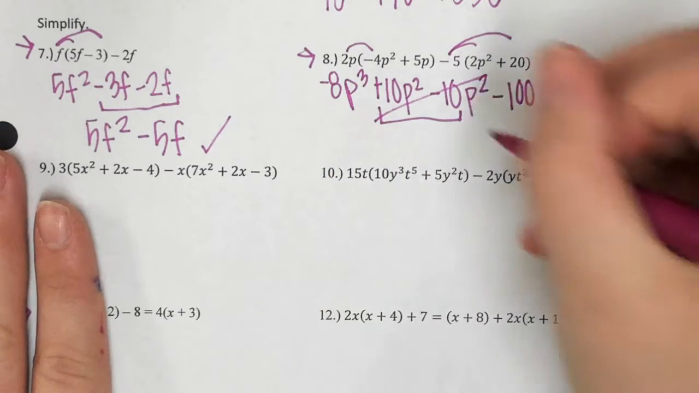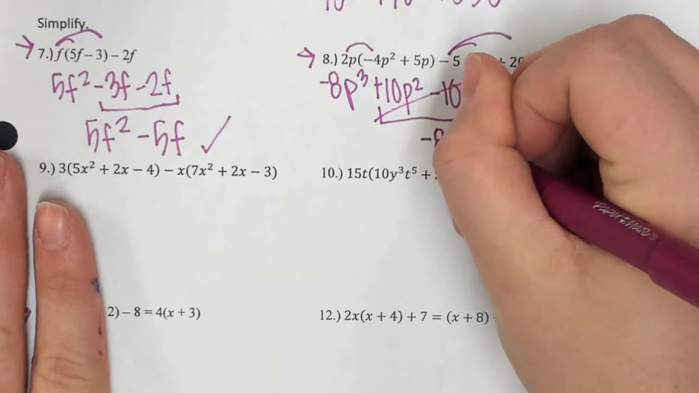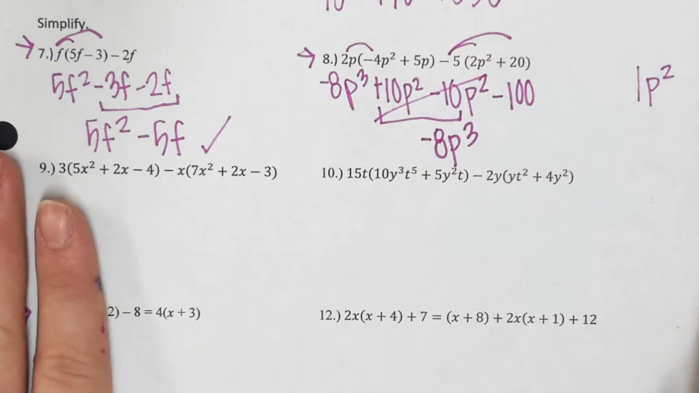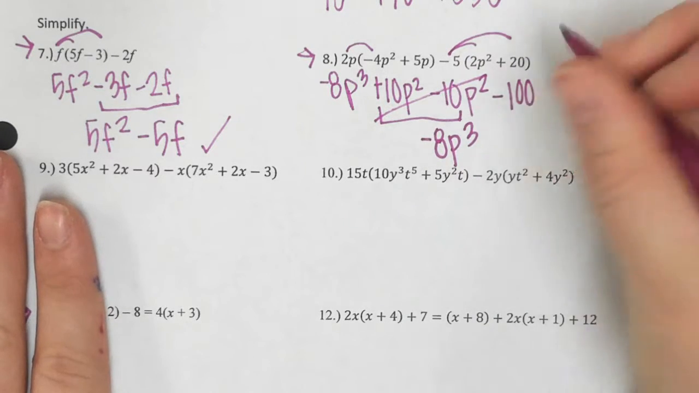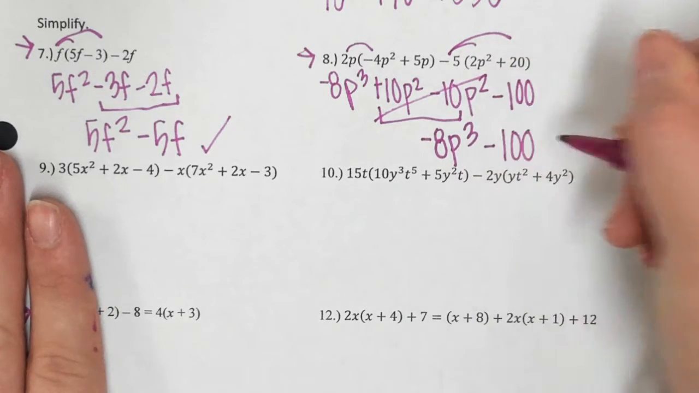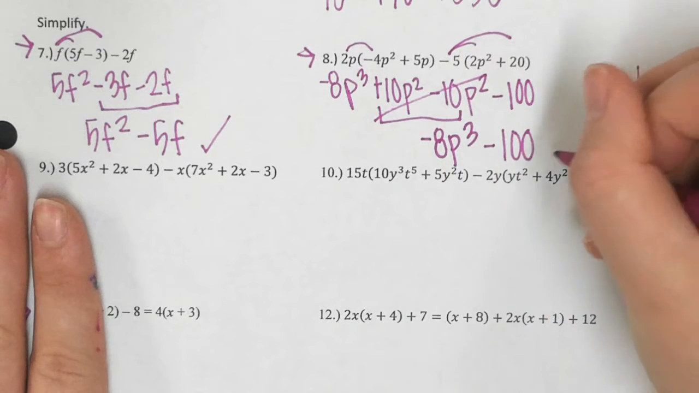Negative 8, p to the third. So I'm just going to bring these down. Negative 8, p to the third. Bring down your 100, negative 100. Is this in standard form? Yes.